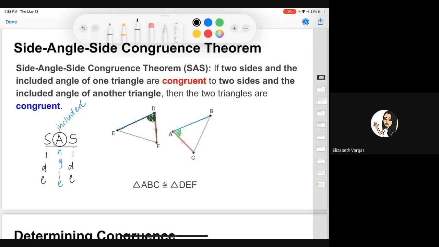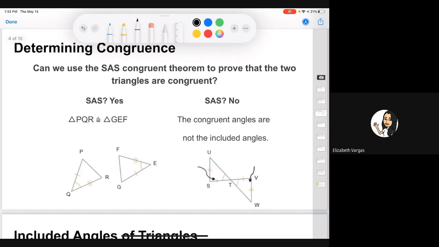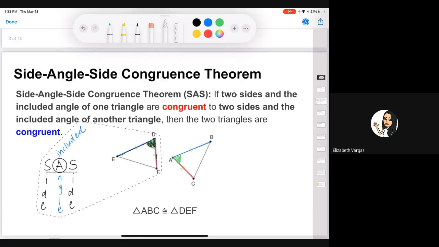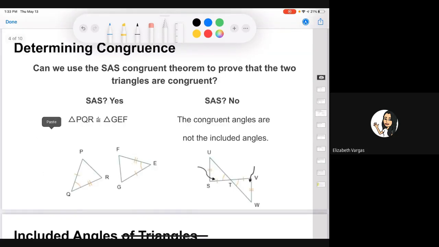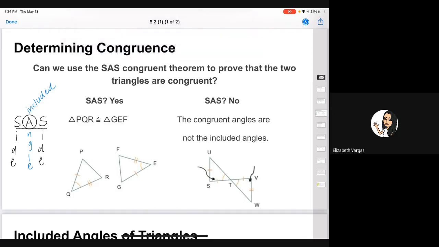Okay? Questions about the side angle side theorem? So, for example, can we use the side angle side theorem to prove these two triangles are congruent? Well, remember that side angle side, and I can go ahead and move this over. My side angle side theorem told me that I have to have two congruent sides that also have a congruent included angle. So can I use the side angle side congruence theorem to prove that these two triangles are congruent? Well, what I notice is they share two sides. This side is congruent to this side. This side is congruent to this side. That's what those symbols mean.